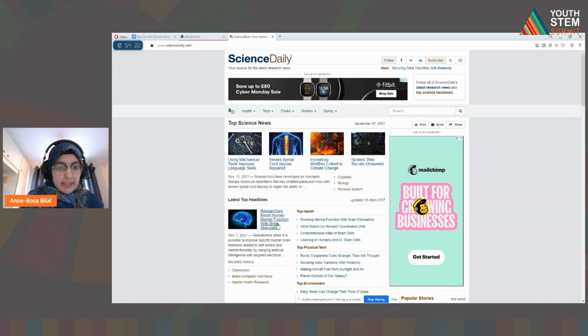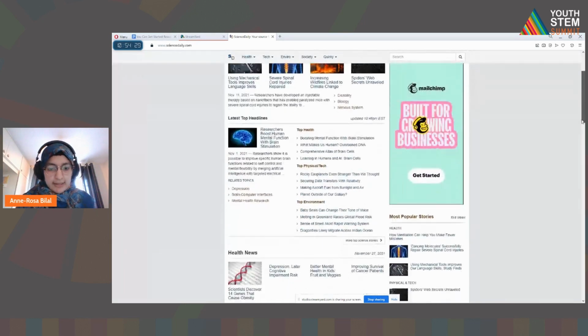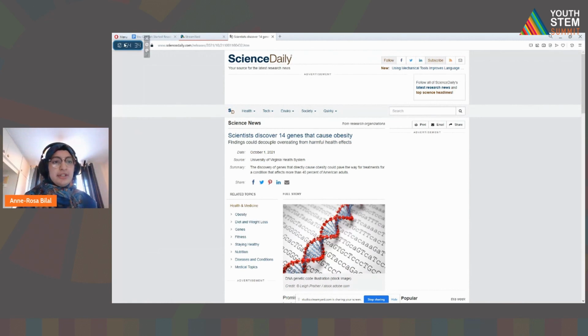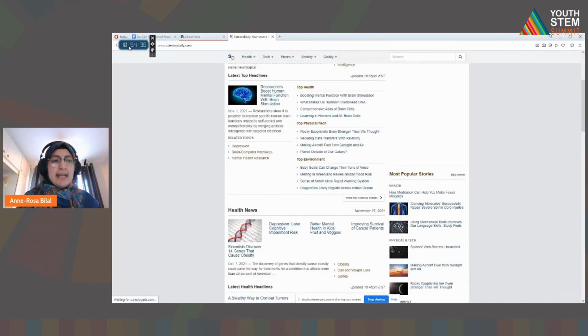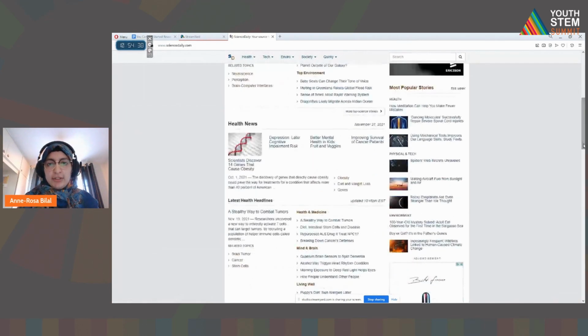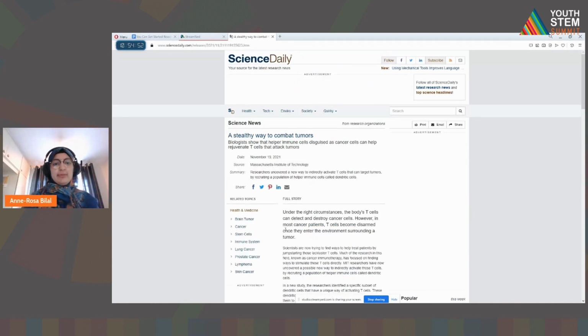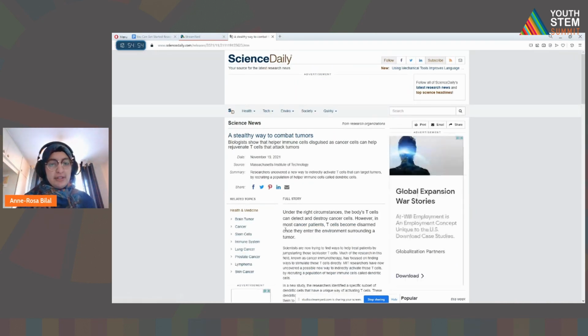So let's see. Researchers boost human mental function with brain stimulation. Okay, that sounds interesting. What else is there? Scientists discover that 14 genes causes obesity. So can you see what I'm trying to do? I'm trying to see if there's anything that interests me from these news pieces. Dancing molecules successfully repair severe spinal cord injuries. Does that sound interesting to me? Let's see if I can find something that really catches my interest. Oh my god, a stealthy way to combat tumors. You know what? I think I'm interested in that.